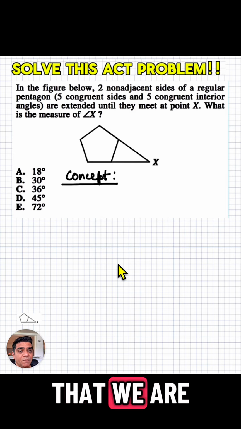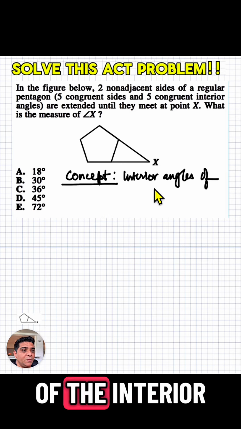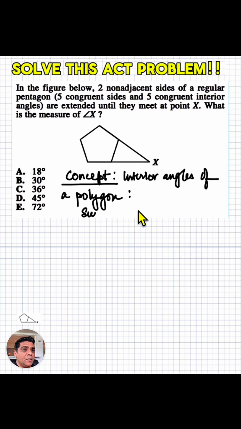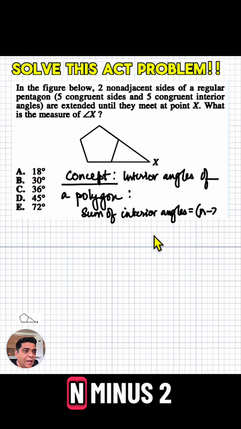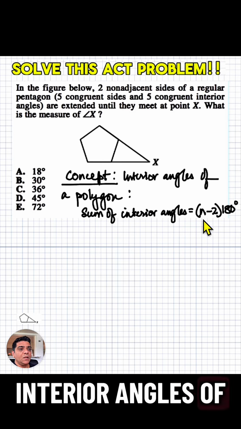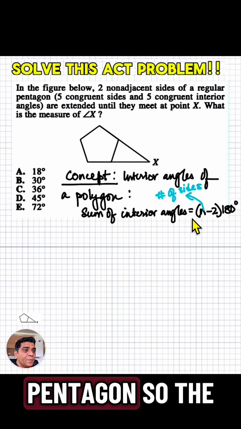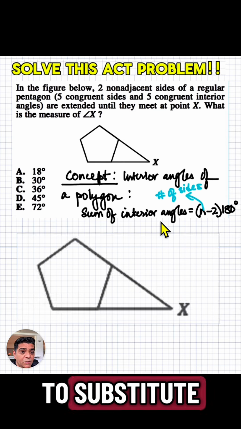So the concept that we are going to use for this problem is the sum of the interior angles of a polygon, which is given by this formula: n minus 2 times 180. So in this case, n is 5 because it's a pentagon, so the number of sides is 5. So that's what we are going to substitute.